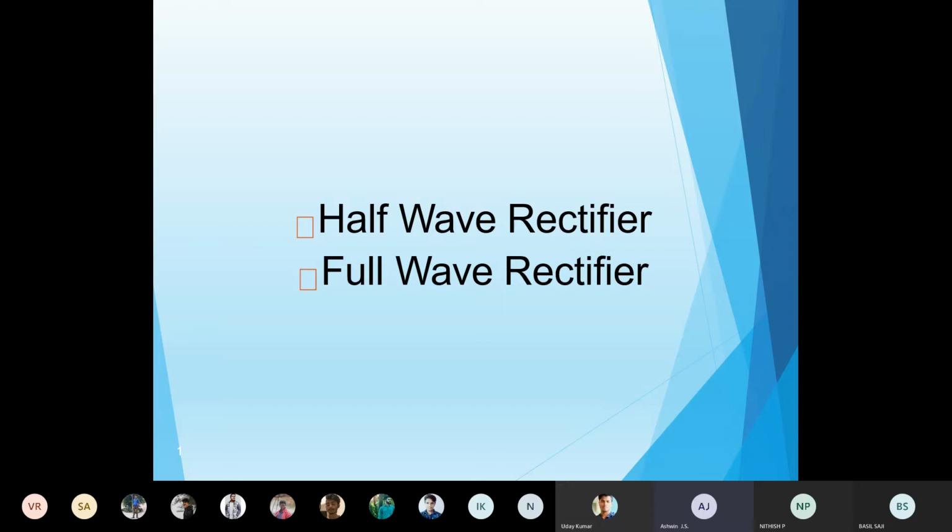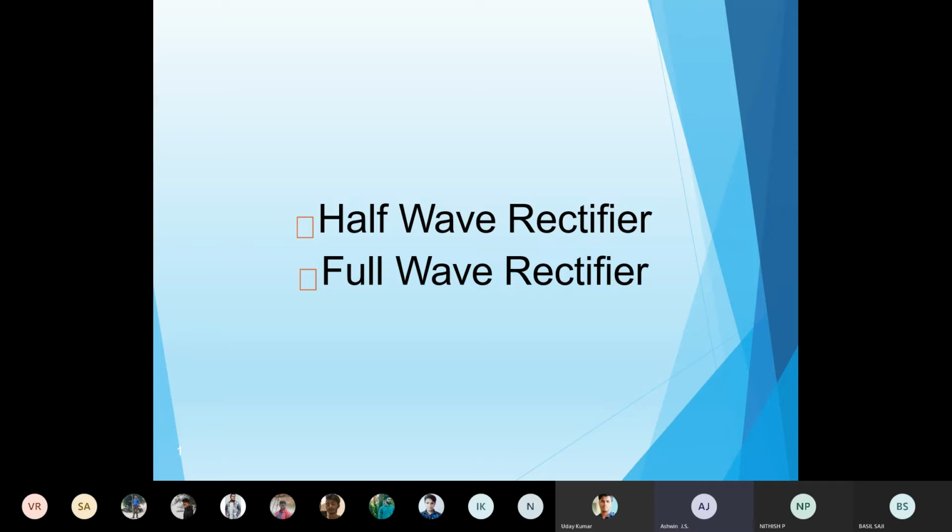So a regulator is used to control the output. It will give you a constant voltage. So that is a regulator. Rectifier is converting the AC to DC. Okay. So here two types of rectifier are there. One is a half wave rectifier and another one is a full wave rectifier. So let's see what the half wave rectifier is.